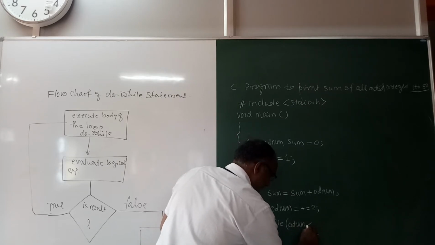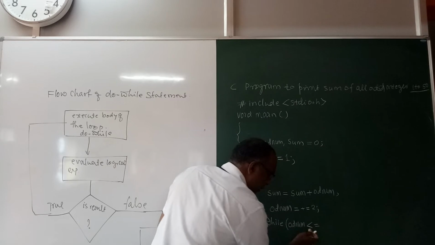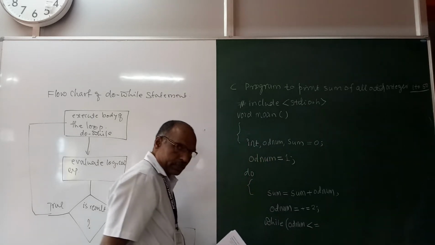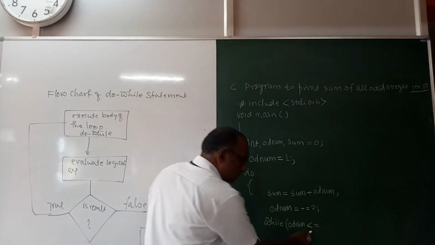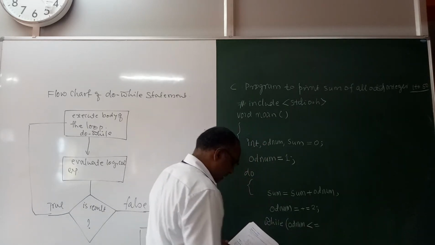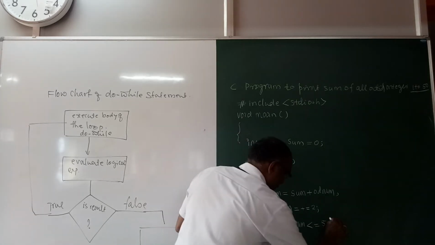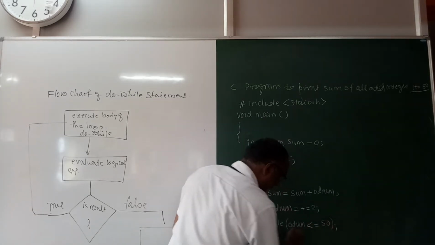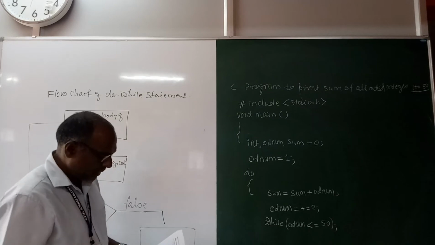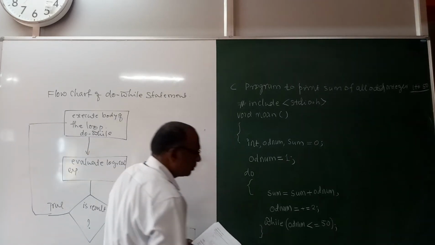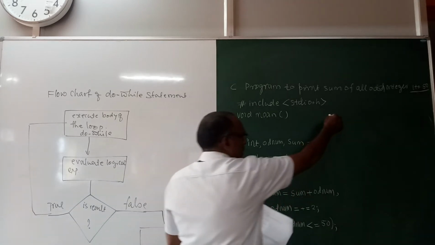is less than or equal to. This is a logical operator, or relational operator you can say, but it gives the logical result. We know it, that is 50. We have put this as a control, and the control is at the end. So close this do while loop. I'll continue it here.